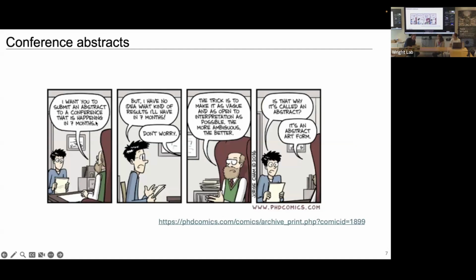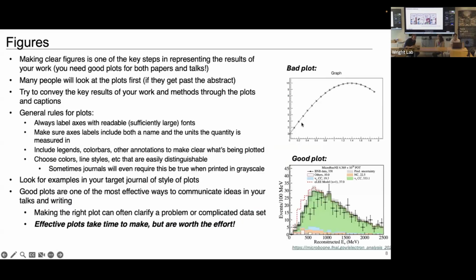So this is the thing I just said. You want to submit an abstract for a conference in 7 months. I have no idea. Oh, don't worry. The trick is to make it as vague as possible, and then the more ambiguous, the better. And that's why it's called an abstract.